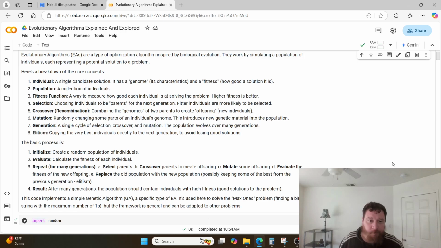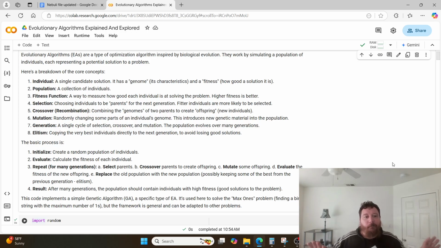Three, your fitness function, which is your way to measure how good each individual is at solving the problem. Higher fitness is better, and that's how you evolve over time. Selection, choosing individuals to be parents for the next generation. Fitter individuals are more likely to be selected. Crossover, which is recombination, combining the genomes of two parents to create offspring or new individuals.